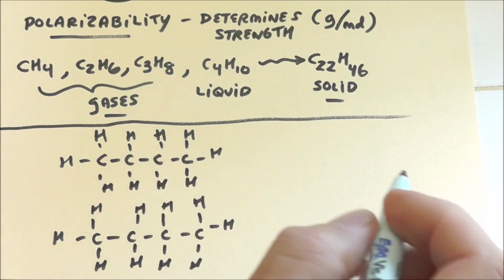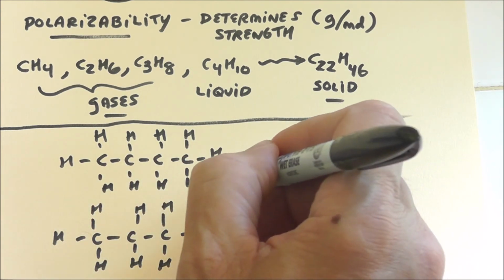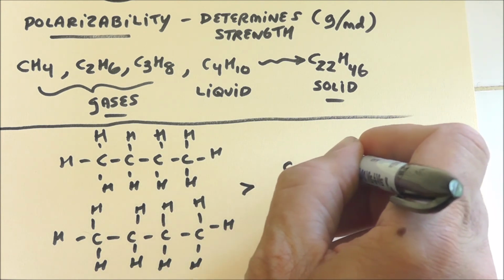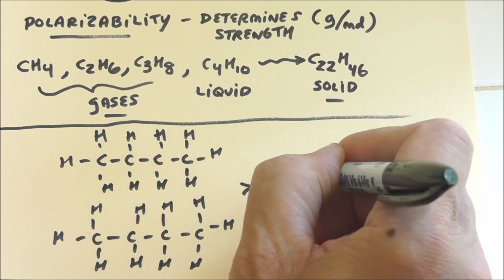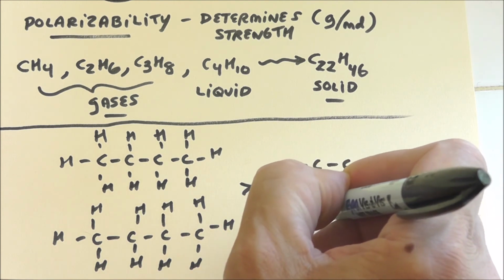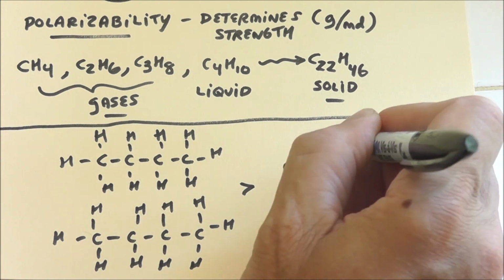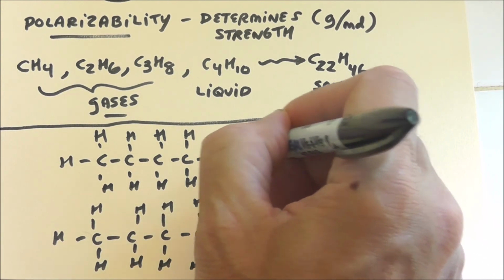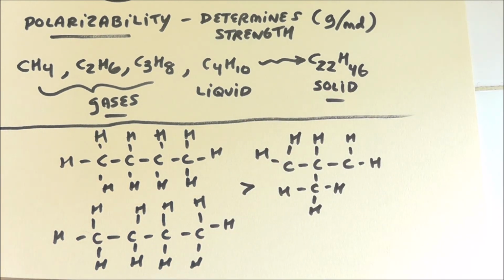This would have a greater strength in London forces than if I put a branch in it. Same formula, but do you see how there's kind of less surface area? If two of these came up next to each other, that kink, that branch that we put in there is going to not allow the others.